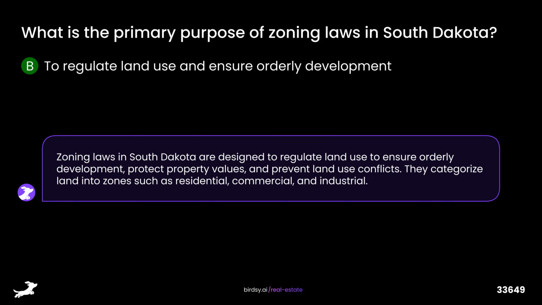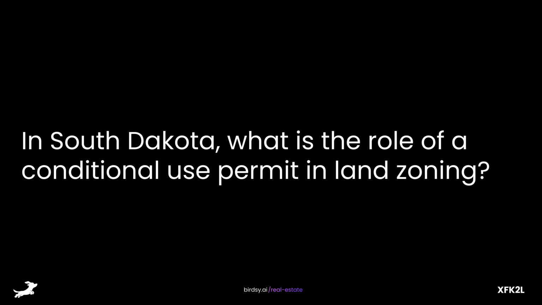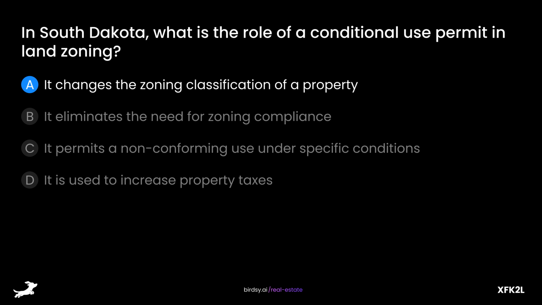Zoning laws in South Dakota are designed to regulate land use to ensure orderly development, protect property values, and prevent land use conflicts. They categorize land into zones such as residential, commercial, and industrial. In South Dakota, what is the role of a conditional use permit in land zoning? Is it A, it changes the zoning classification of a property, B, it eliminates the need for zoning compliance, C, it permits a non-conforming use under specific conditions, or D, it is used to increase property taxes?